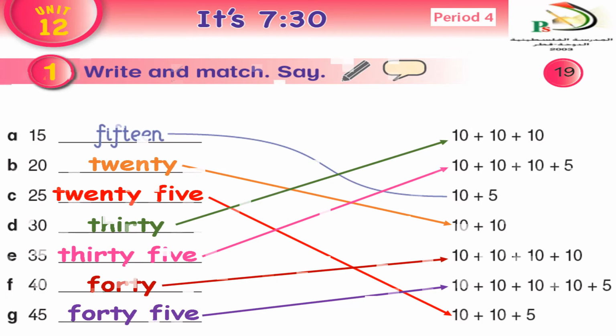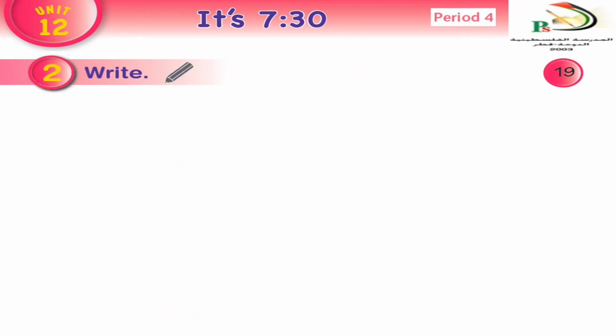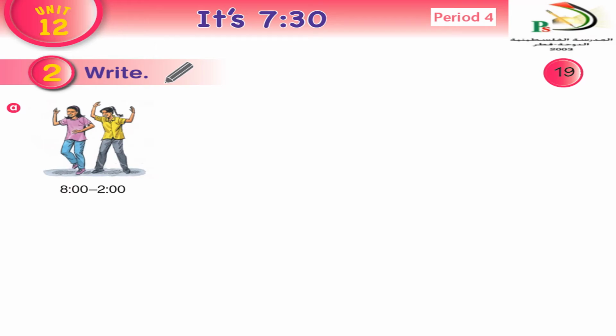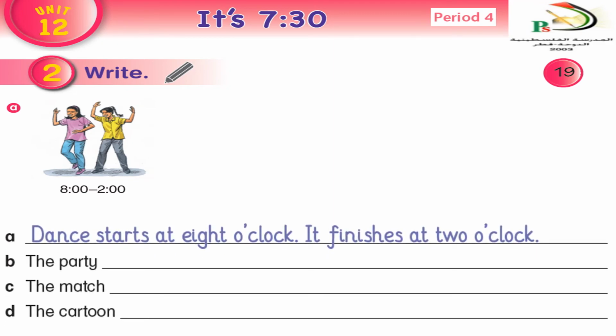Great job. Dear student, let's move to activity number 2 from period 4. Here in this activity, I want you to tell me when does the activity start and when does it finish. Look at picture A. Can you tell me what do the two girls do? Excellent, they are dancing. I want you to write a sentence. Tell me when does dance start and when does it finish? Look, dance starts at 8 o'clock. It finishes at 2 o'clock. I want you to take 2 minutes to answer picture B, picture C, and picture D.